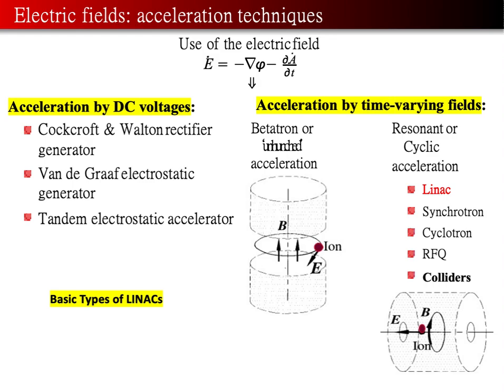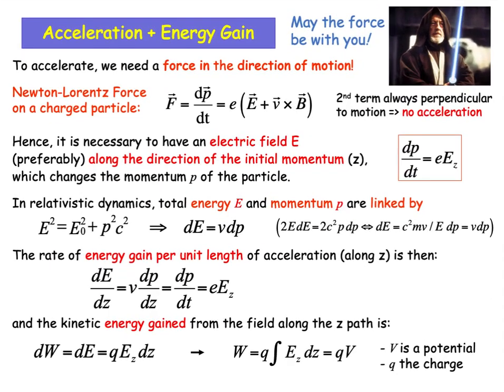For resonant or cyclic acceleration, we have linear accelerators, synchrotron, cyclotron, RF radio frequency synchrotrons, and colliders. There are two basic types of linear accelerators that we are going to discuss: the Rolf Wideroe linear accelerator and the Alvarez Linac accelerator. Let me go quickly through these two, the phase focusing condition, and the application of linear accelerators today. Now you can see the acceleration and the energy gain.